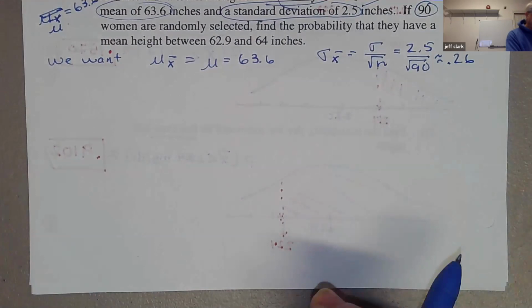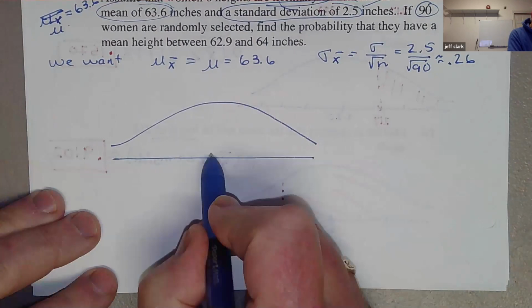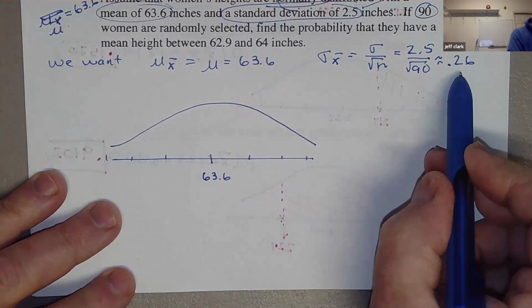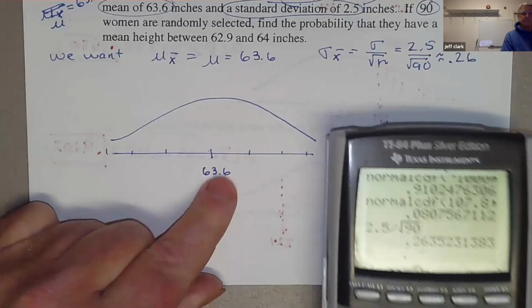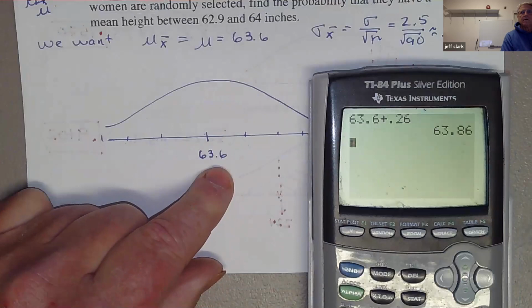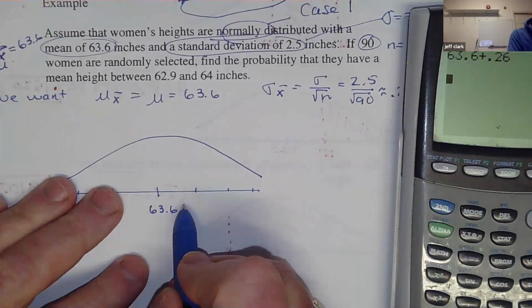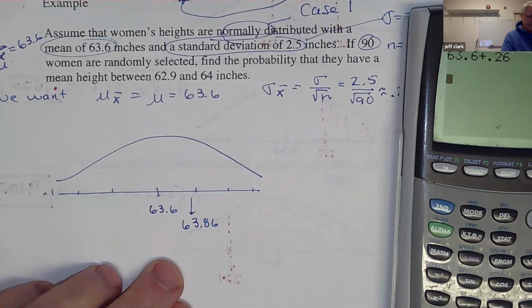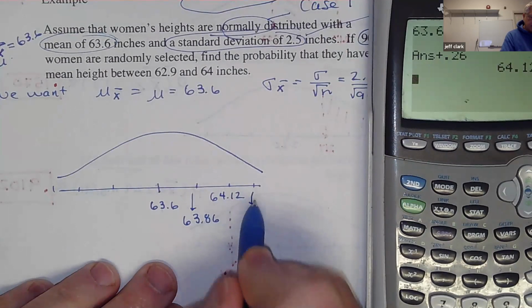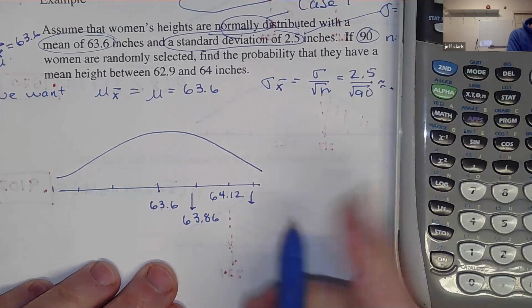Now, if I drew my picture like this, just to get a visual representation of what's going on, 63.6, 1, 2, 3, 1, 2, 3. Okay, I'm going to add 0.26 to 63.6. Okay, 63.86. Add another 0.26. 64.12. Add another one. 64.38.